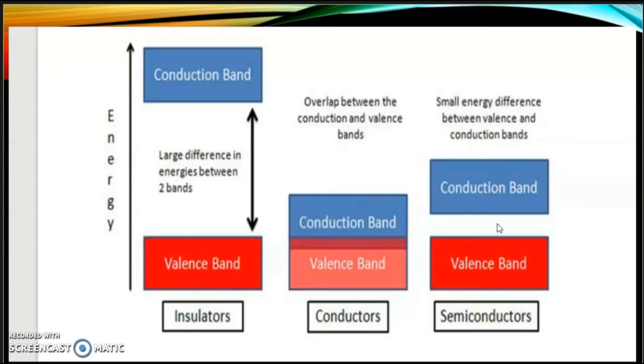But when you come to the insulator, it has a very large or big forbidden gap. So electrons find it very difficult to overcome this forbidden gap even when they are excited.